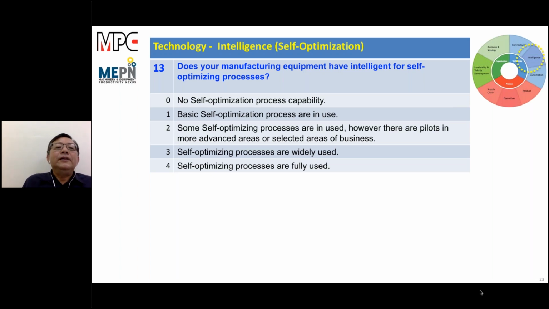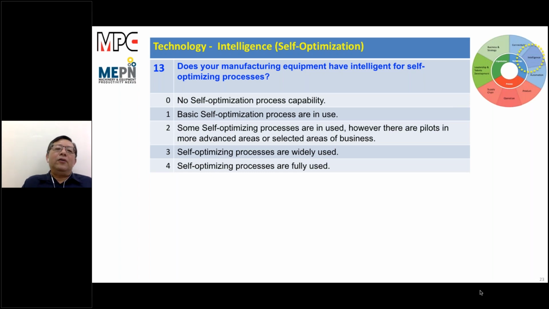Number 1 means basic self-optimization processes are in use. They already have basic self-optimization, but not all. Number 2 is self-optimization processes are in use, however there are pilots in more advanced areas and also selected areas of business. So you are not using all, some areas you implement. Number 3, self-optimized processes are widely used, means that you have module by module, especially some of the process you use different types of modules, and then area by area you have certain optimization. Then number 4 is fully integrated automation.